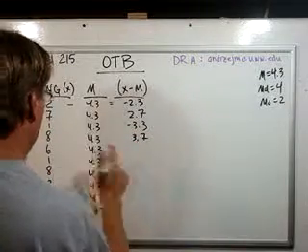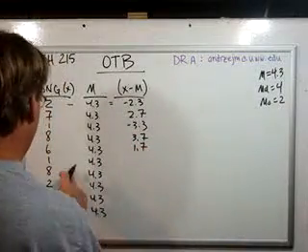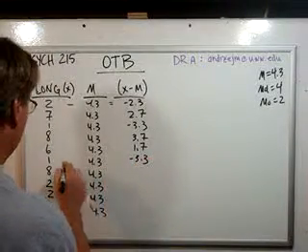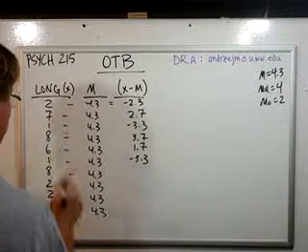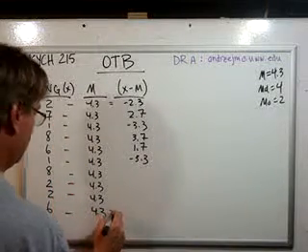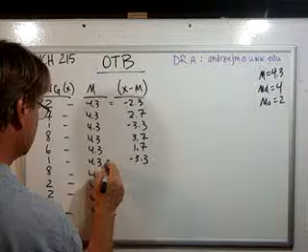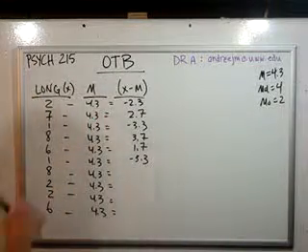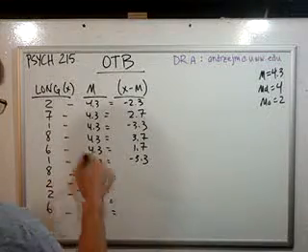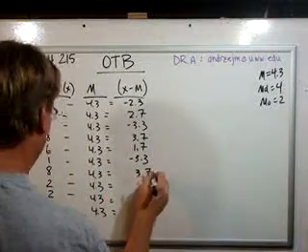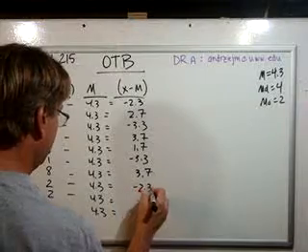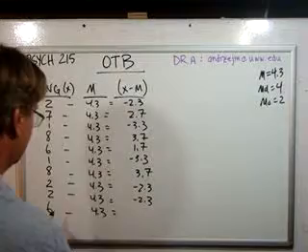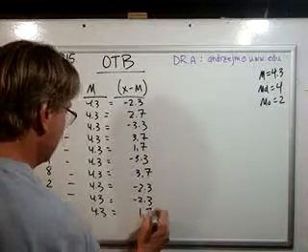1 minus 4.3 is negative 3.3. Then 3.7, 1.7, negative 3.3. 8 minus 4.3. Remember, we're just subtracting one from the other and getting a value. Let me just do this so that everybody knows where we're going. 8 minus 4.3 is 3.7. 2 minus 4.3 is negative 2.3. 2 minus 4.3 is negative 2.3. And 6 minus 4.3 is 1.7.